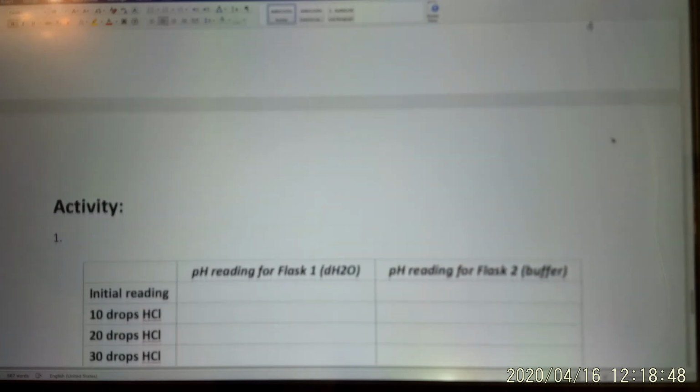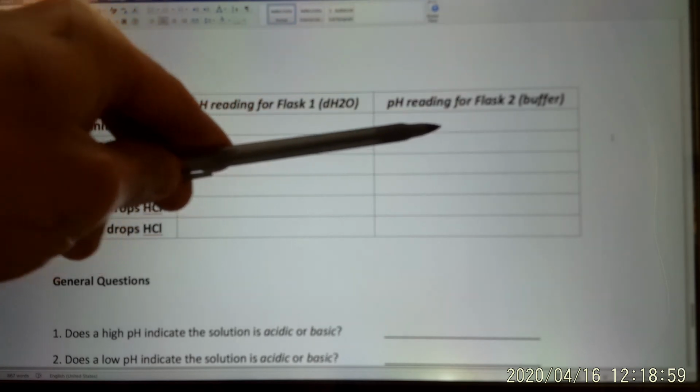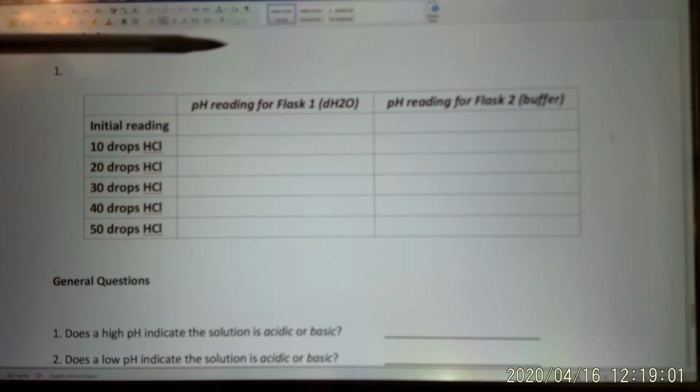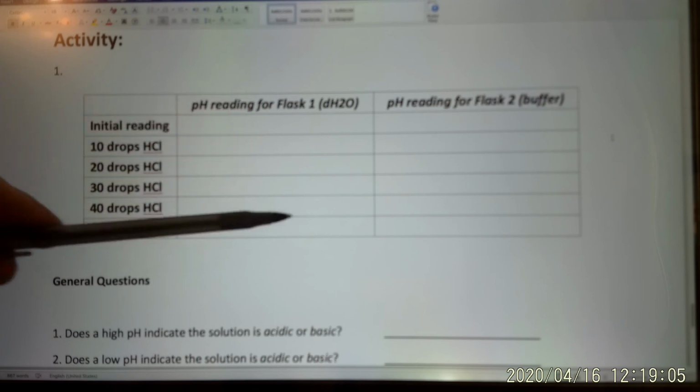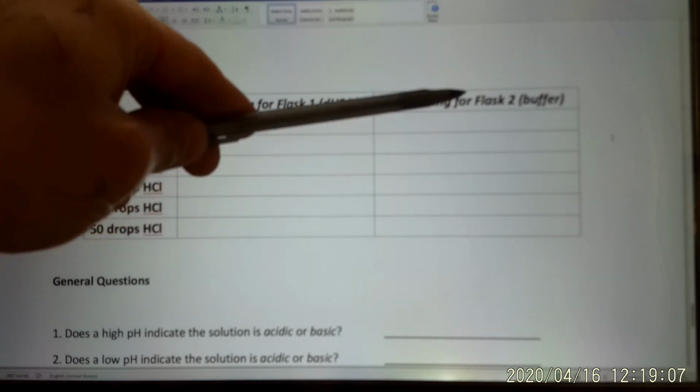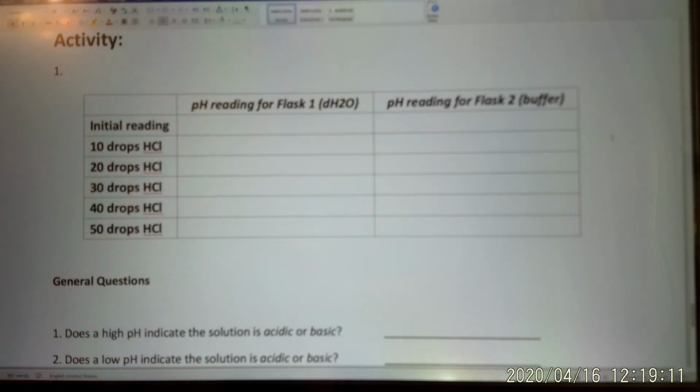Based on this, when we do the experiment, we add 10 drops of hydrochloric acid into the distilled water, which is a non-buffer, and into the buffer solution. We found that in the non-buffer, the pH quickly drops, while in the buffer, the pH is maintained very stable around 7. So that's the function of a buffer.